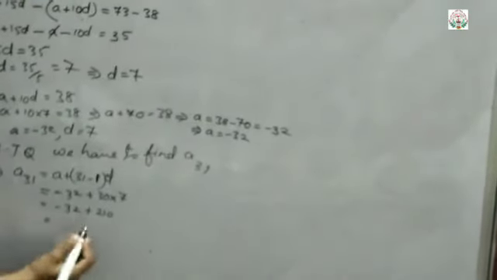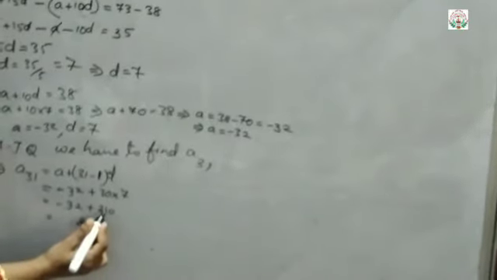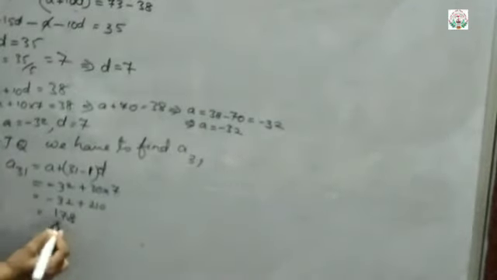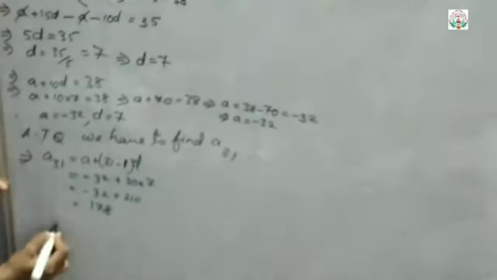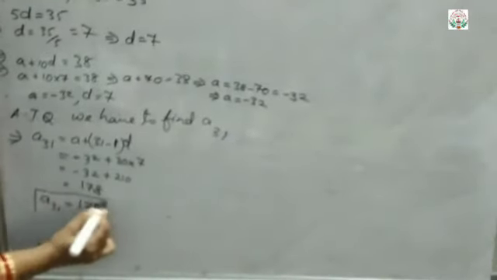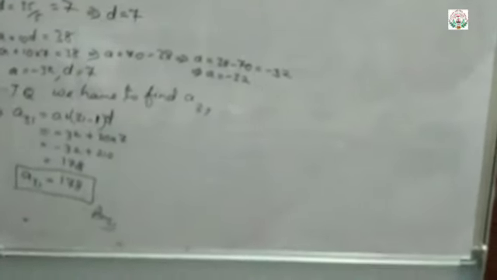So on subtraction, how much will you get? That is 178. So you can write therefore A31 equals 178. This is the answer. Okay, clear? Therefore you can write, hence the 31st term of the AP is 178.